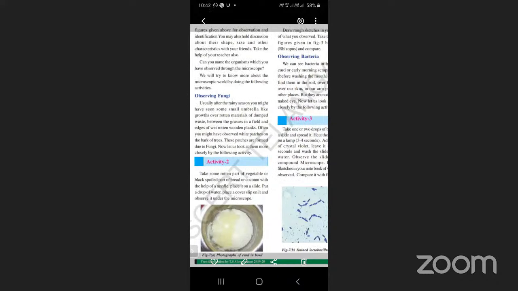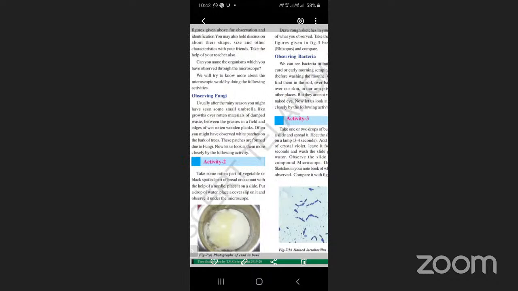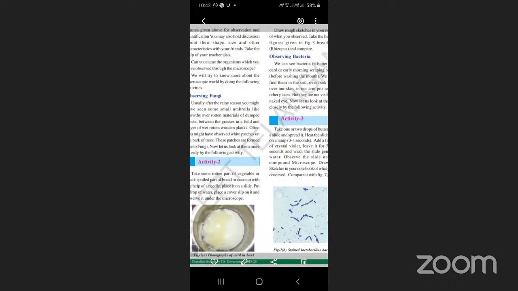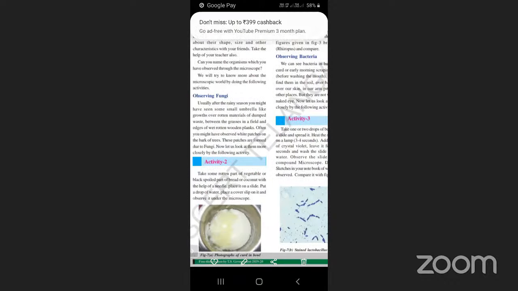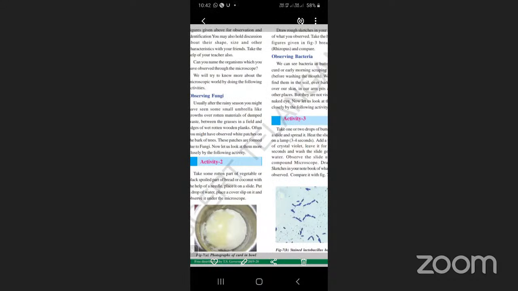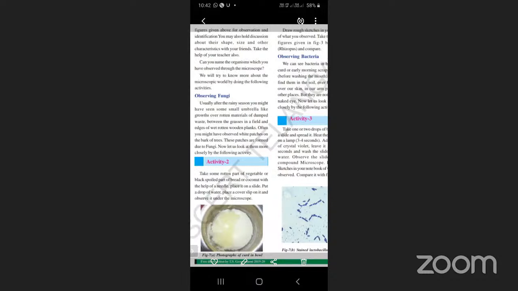Place a cover slip on it. I told already, we have to place a cover slip on the sample so that it does not get disturbed. That's why we have to use the cover slip on it and observe it under the microscope.